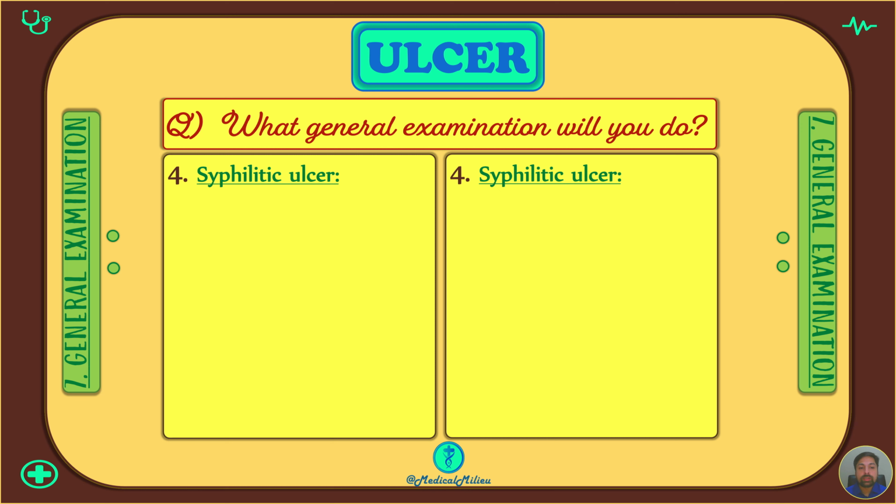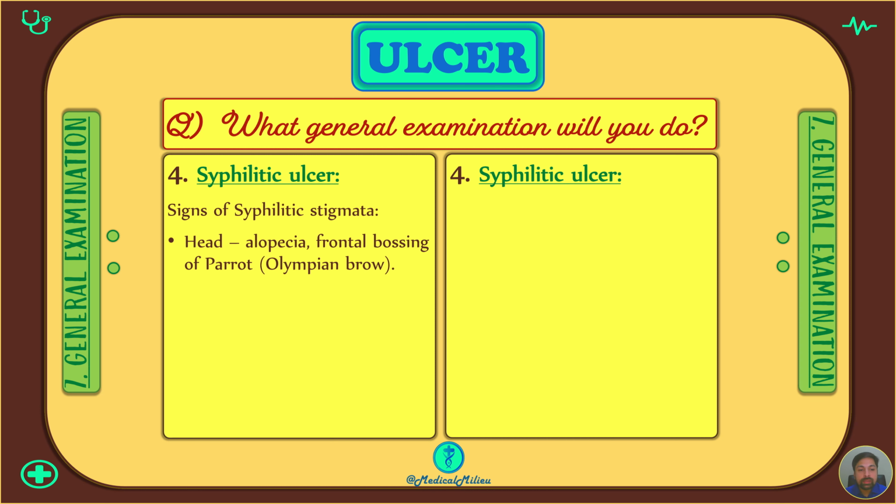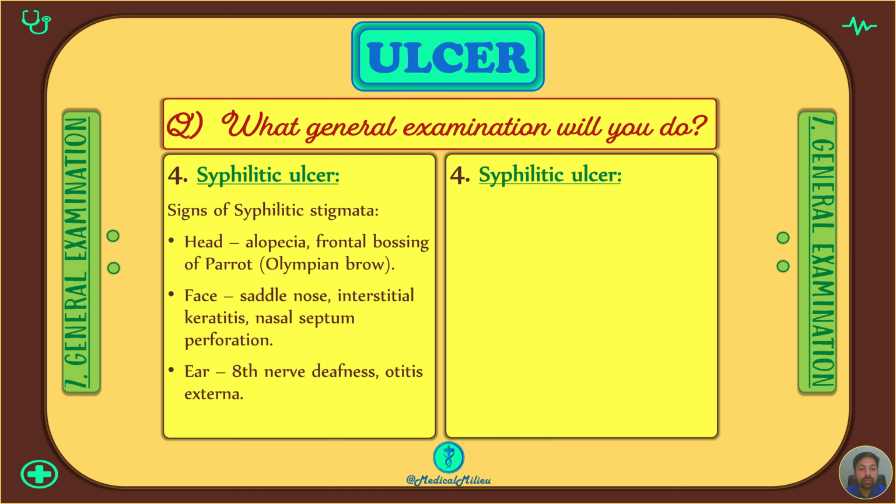In a patient with syphilitic ulcer, signs of syphilitic stigmata are to be looked for. Some of the signs are on the head, alopecia, frontal bossing of Parrot can be seen. On the face, saddle nose, interstitial keratitis, nasal septum perforation may be seen. In the ear, there is 8th nerve deafness, otitis externa. In the joints, Clutton's joints may be present.